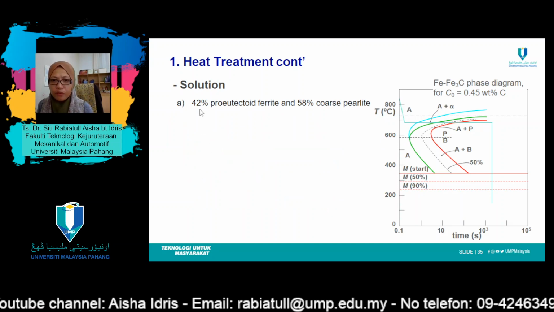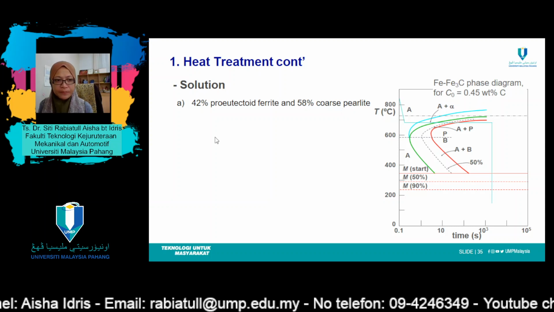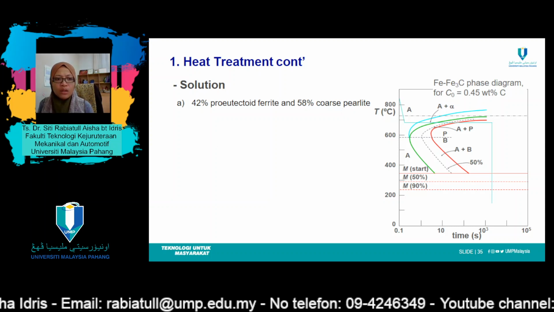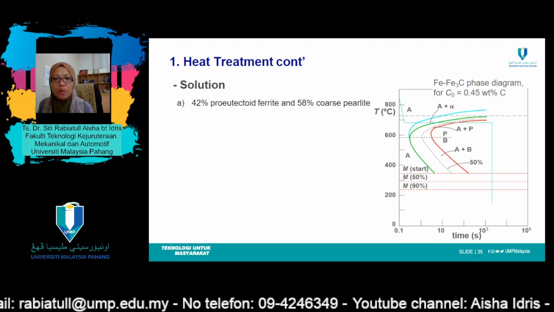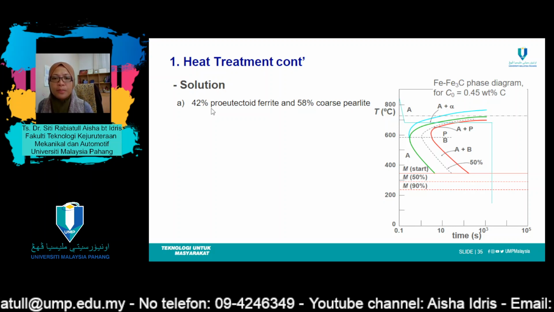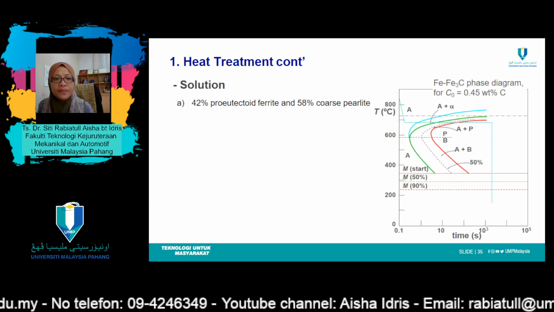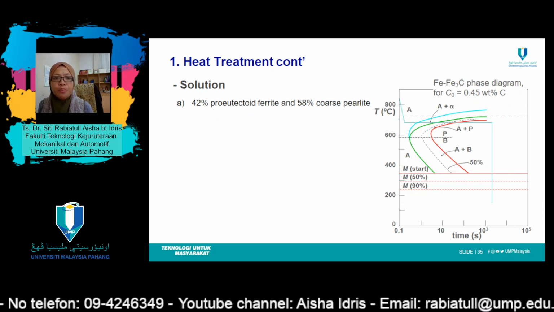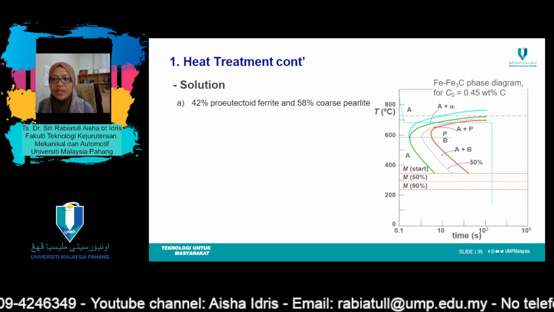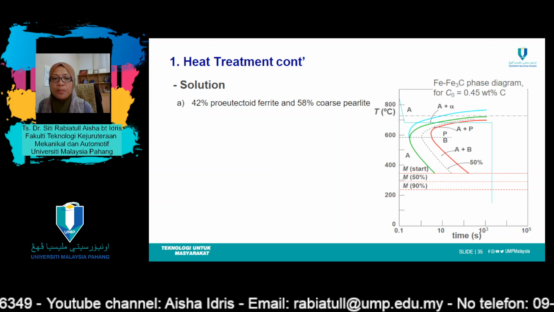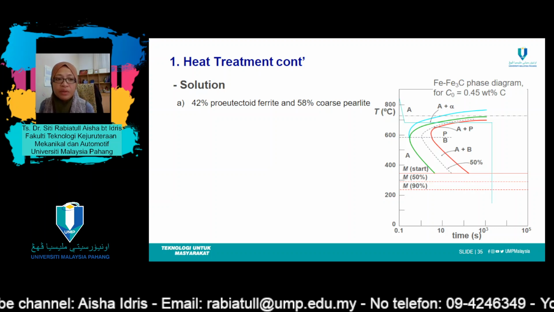Question A, 42% pro-eutectoid ferrite and 58% coarse pearlite. Well, when you see the term pro-eutectoid ferrite, it is actually referring to the phase formed before the eutectoid transformation, with a carbon composition C not equal to 0.45 weight percent of carbon from the iron-carbon phase diagram.